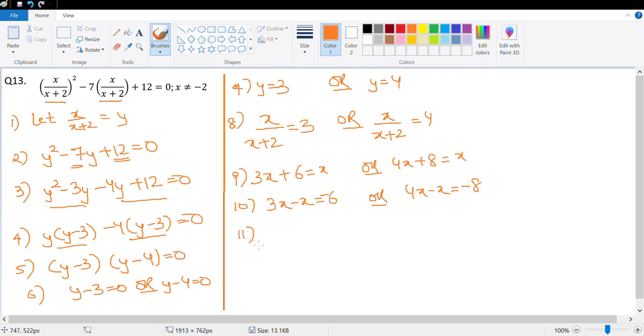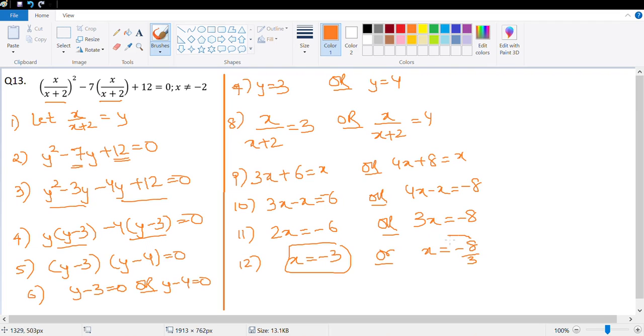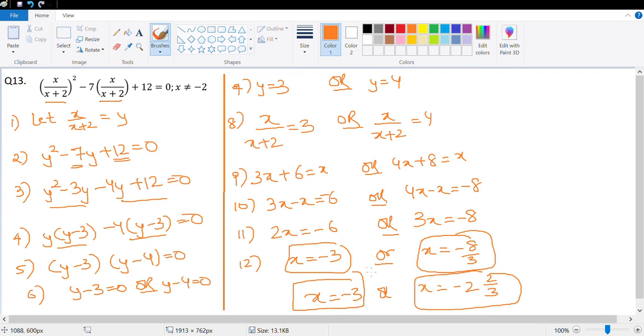This gives us 2x is equal to negative 6, or 3x is equal to negative 8. This gives us x is equal to negative 3, or x is equal to negative 8 upon 3. Write your answer in the mixed fraction form. So that's x is equal to negative 2, 2 upon 3. So that's our final answer. x is equal to negative 3, or x is equal to negative 2, 2 upon 3.